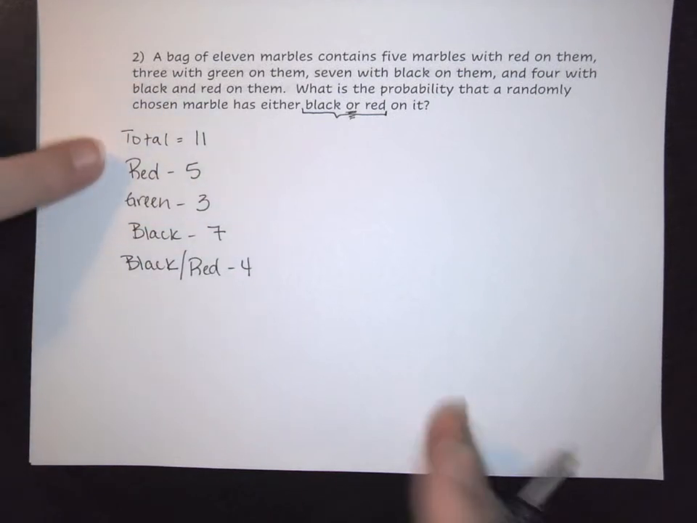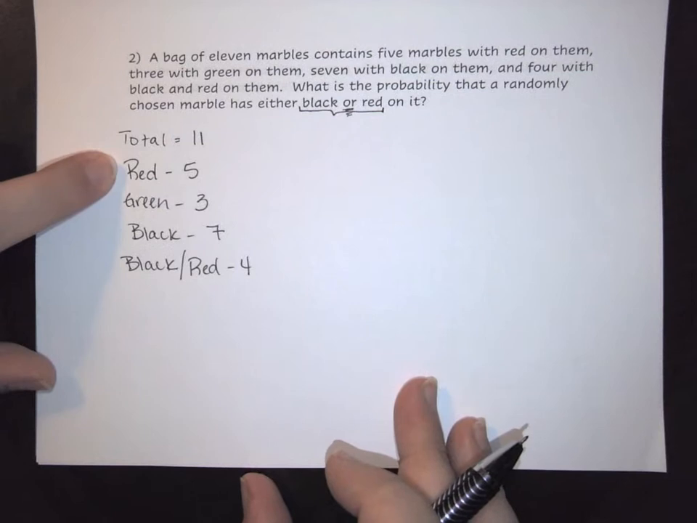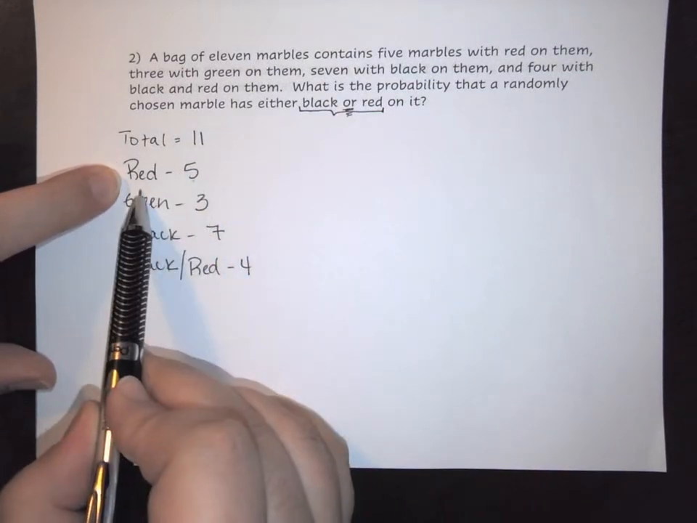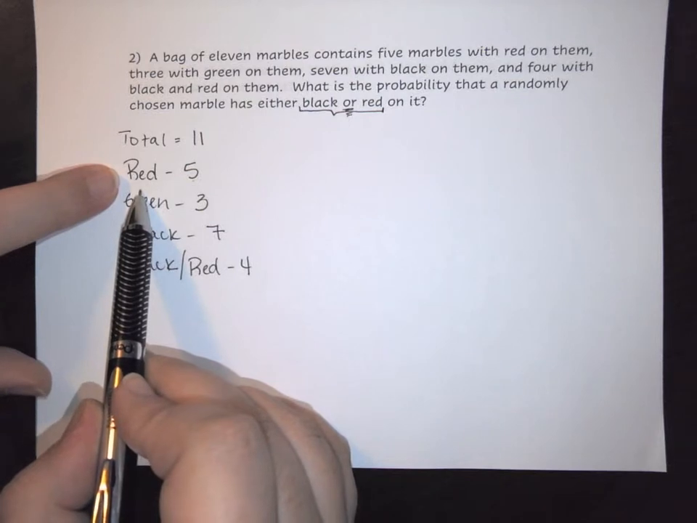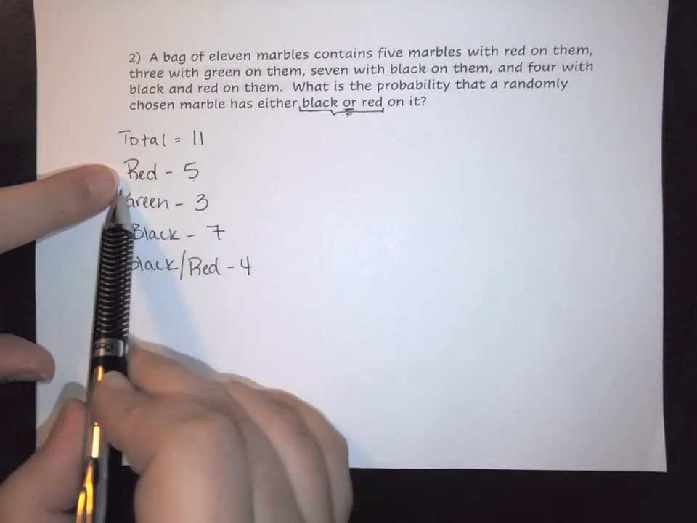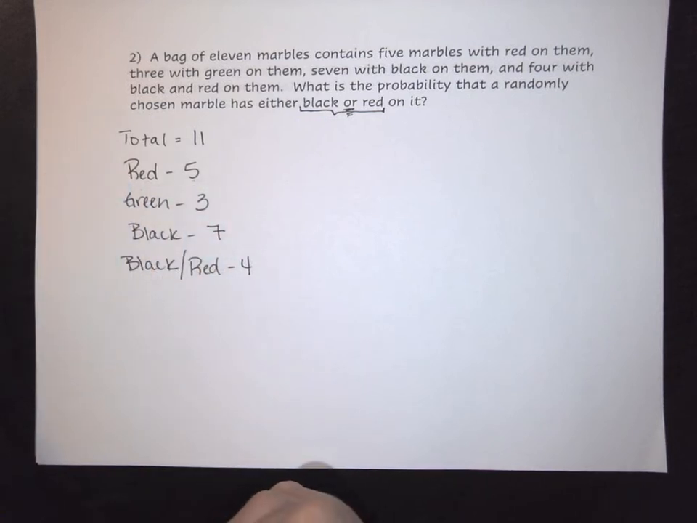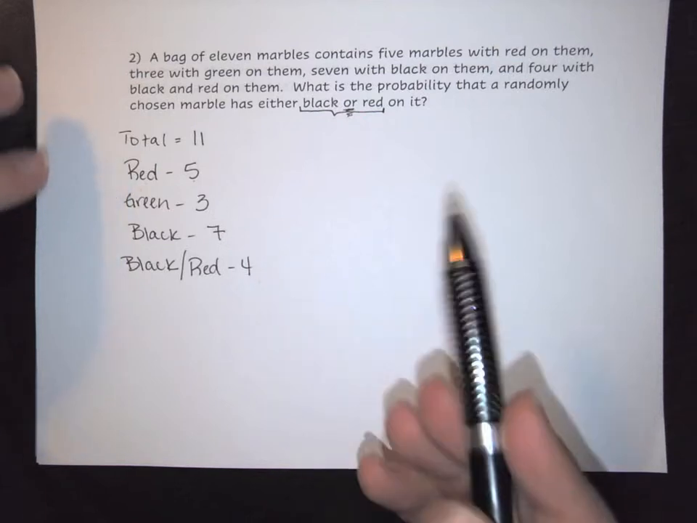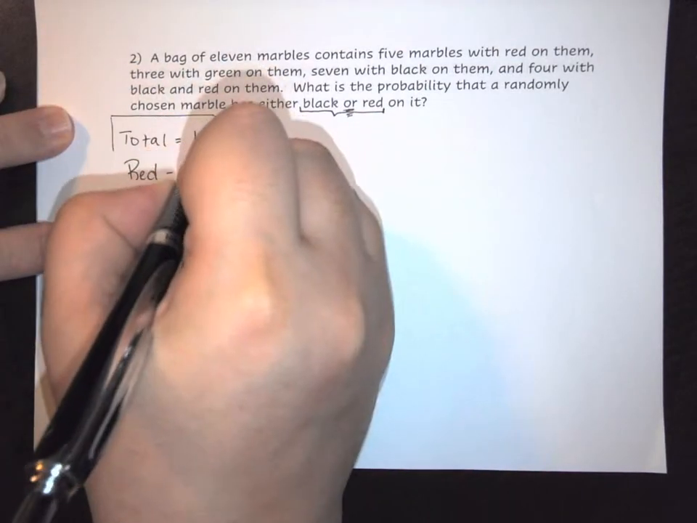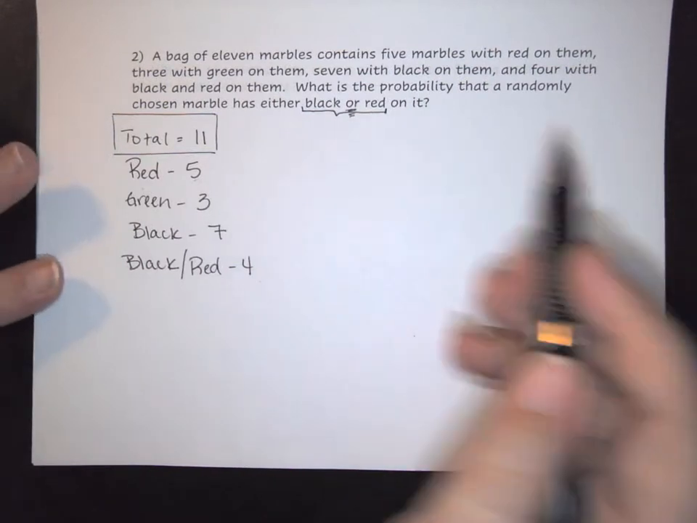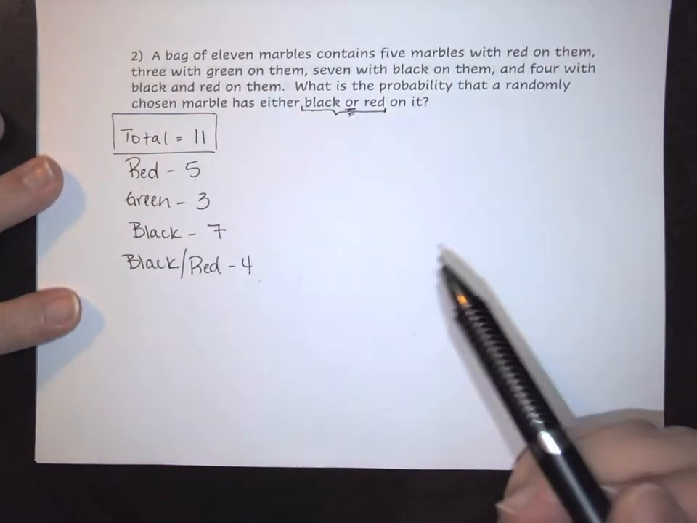And so what we're saying here is that I have a marble that 5 of them have red on them. That's not saying anything about any other colors that appear on the marble, just that they have red on them. Okay? So the fact that these marbles don't add up to 11 doesn't matter. The total number of marbles here is what's going to be important. Okay? Now the other piece that's going to be important is we're looking for black or red.